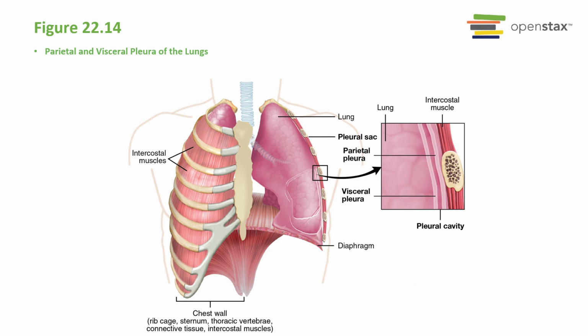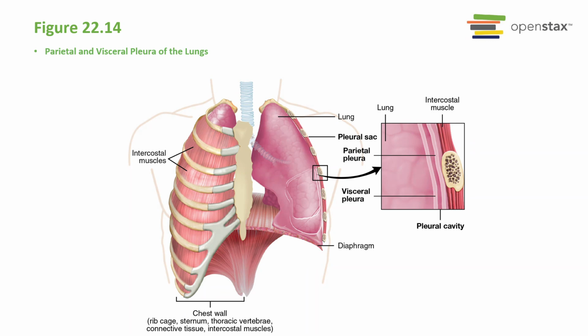Next, we have here the parietal and the visceral pleura of the lungs. So as I mentioned, each lung is enclosed within a cavity that is surrounded by pleura. Pleura is essentially a serous membrane that surrounds the lungs. And once again, you have a right and a left pleura, which enclose the right and left lungs respectively. You can see them highlighted on the screen here.